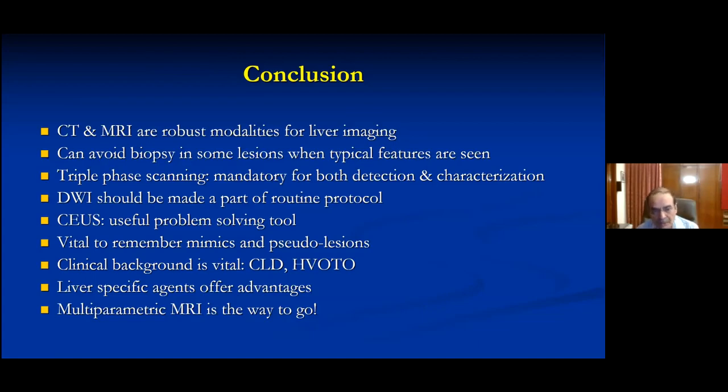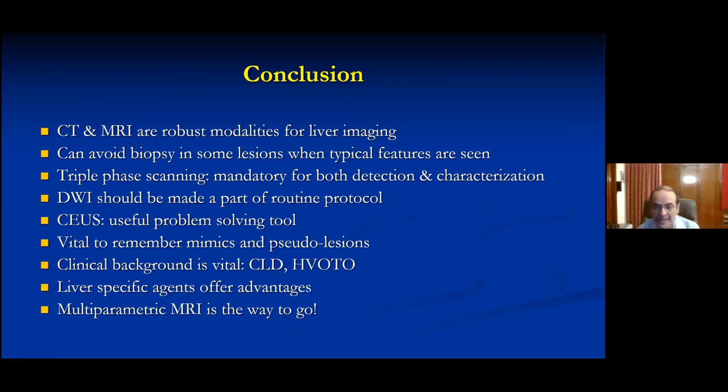What is the best tool for evaluating a liver lesion? By all means, it is a multi-phase MRI. If for logistic reasons or for fiscal reasons, you need to resort to a CT, then a multi-phase CT is the next best substitute. Contrast-enhanced ultrasound is a good problem-solving tool after you have done a CT and you're left with an equivocal imaging finding.